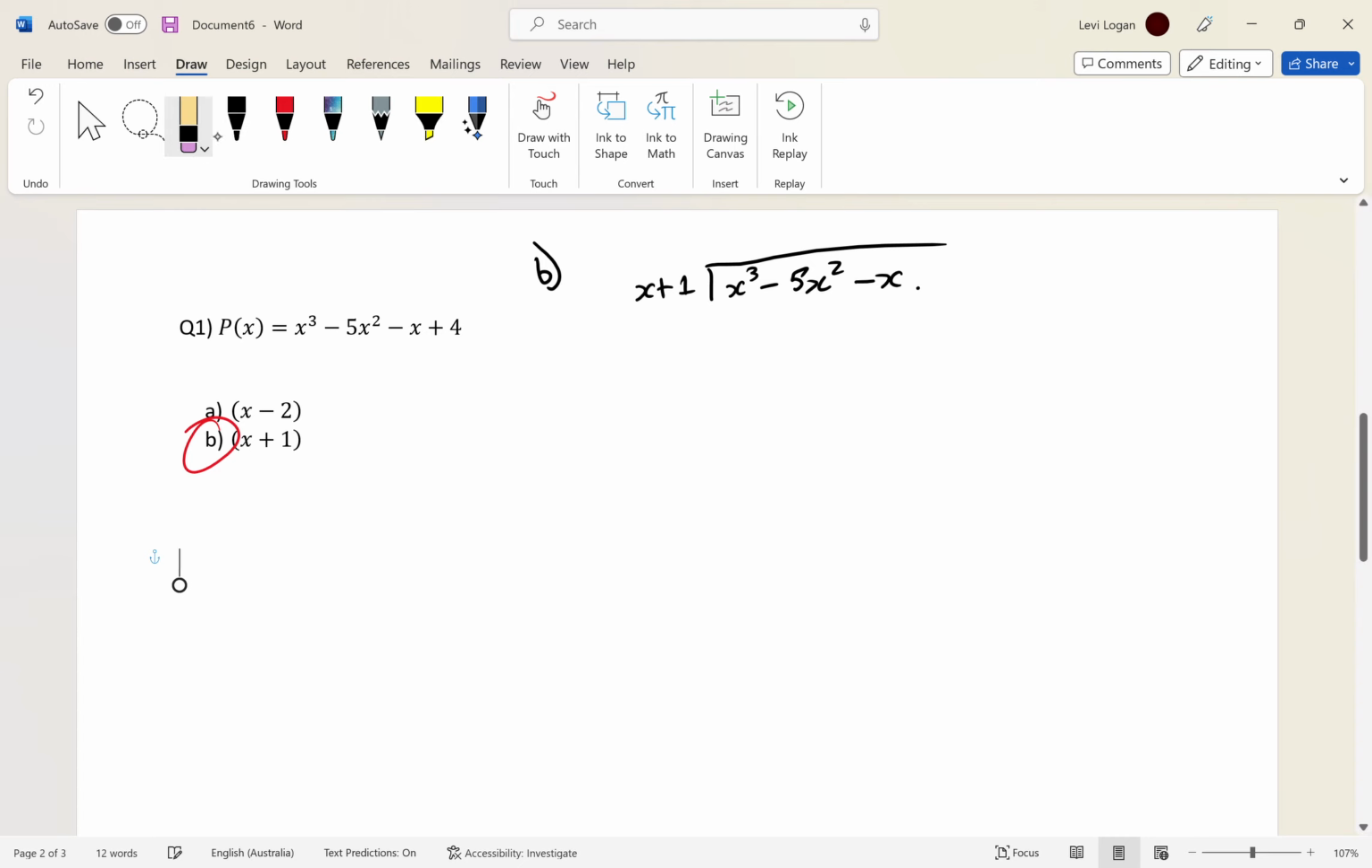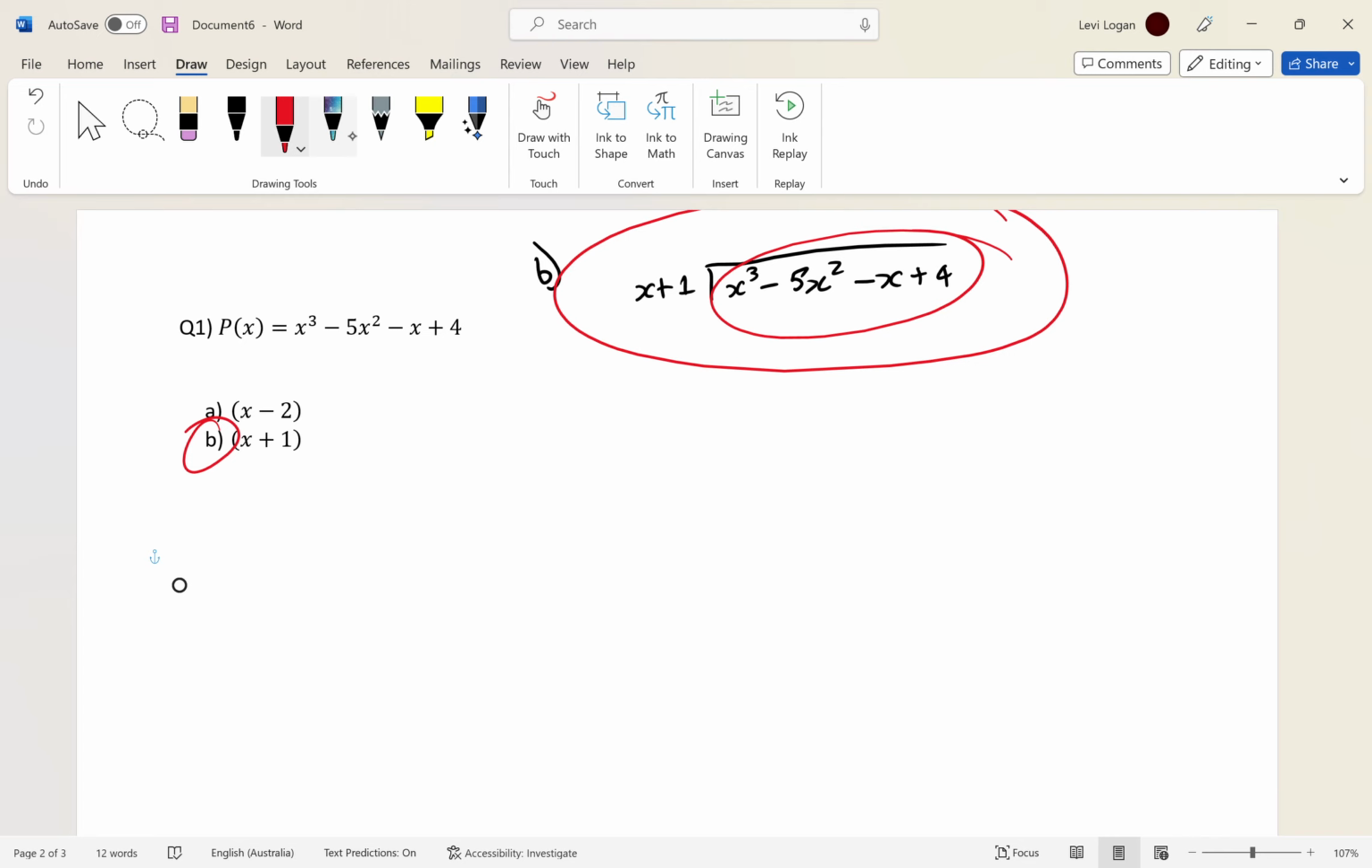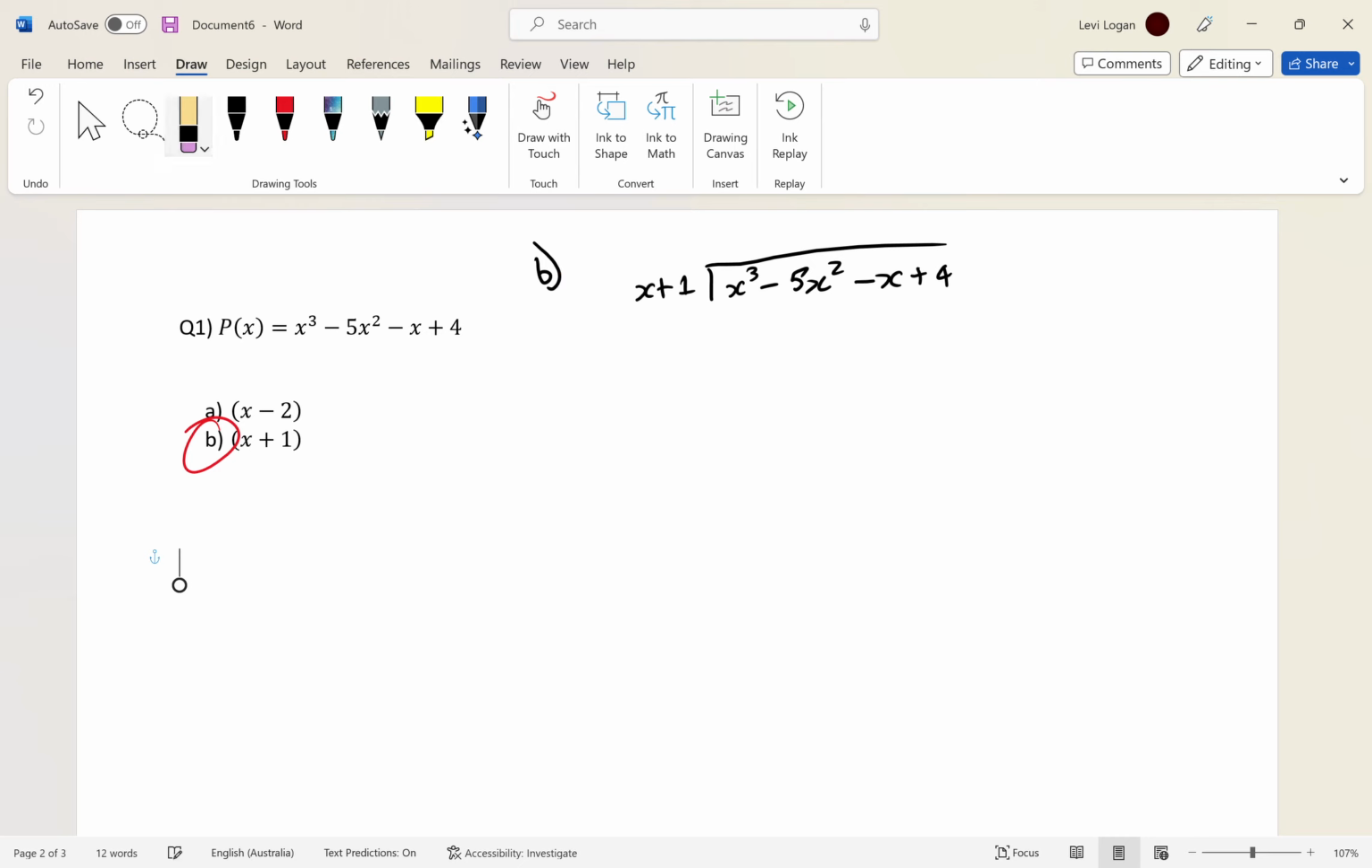Alright. Minus 4 plus 4. I want you to complete this, and I want you to find the remainder. So whatever number is the remainder when you divide this thing by that. If you want to have a go, feel free to pause the video.